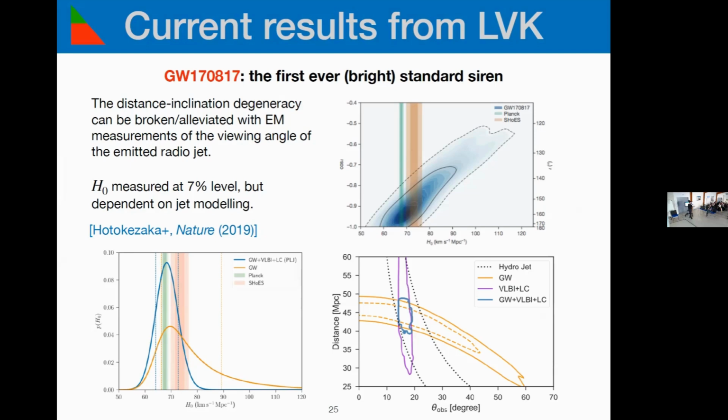But if you assume basically the Hubble law, this is just the distance. And you can see here that there is strong degeneracy. You can see it also here, that you can basically break it once you add information from the electromagnetic kilonova. This, of course, is very nice, but it depends on your model for the kilonova and so on. So it adds possible systematics and so on.